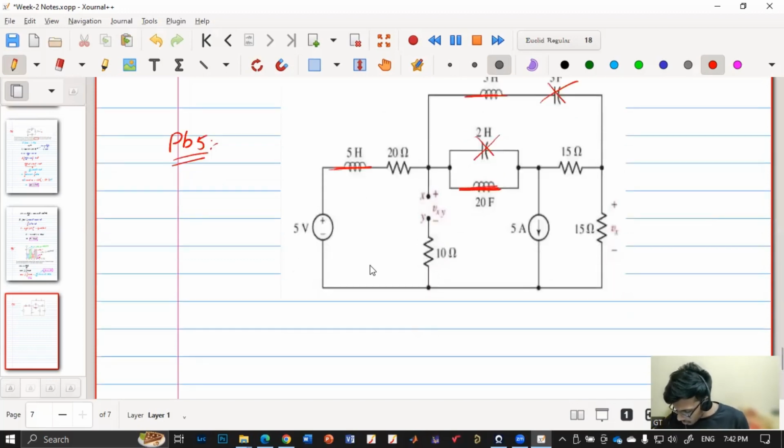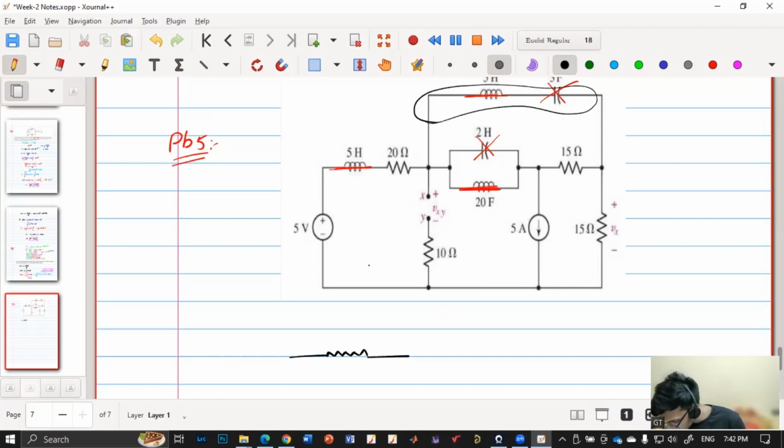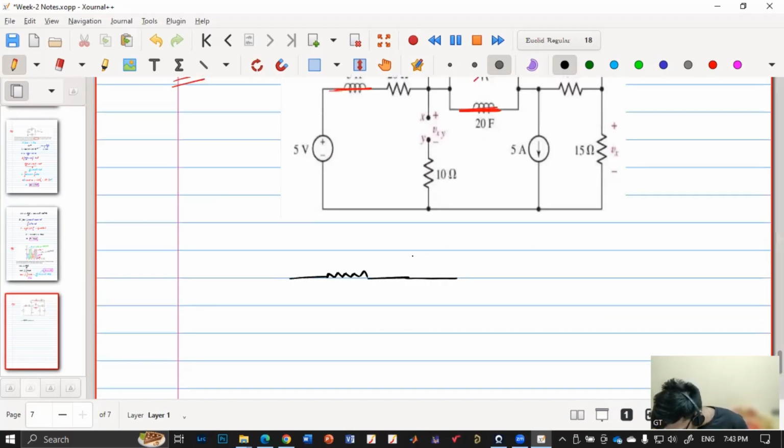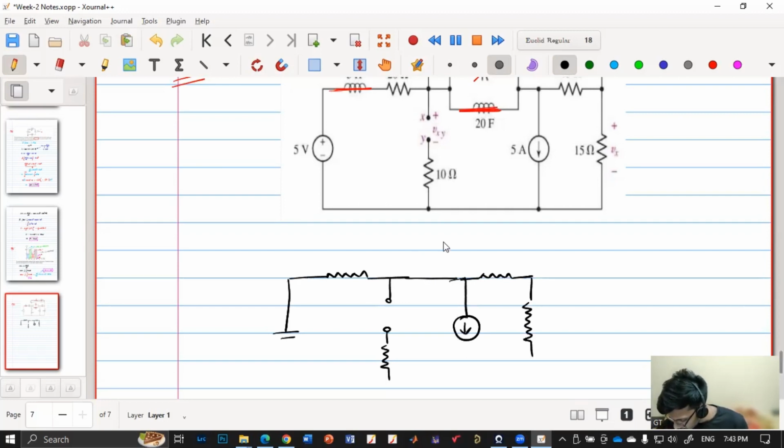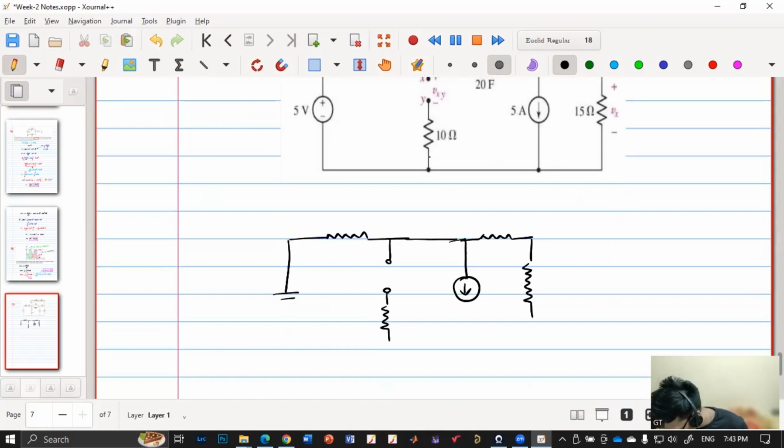Now I will try to redraw this circuit again. So I have a resistor here, and this entire thing I can remove because the capacitor is open, and then this is open, this is shorted, and then the voltage source here, and then another voltage source here, and then a current source here, and then another resistor here, and then another resistor here. So the resistor values are 20 ohm, 50 ohm, 15 ohm, 20 ohm, 15 ohm, and 15 ohm. And this is the final circuit in the steady state.